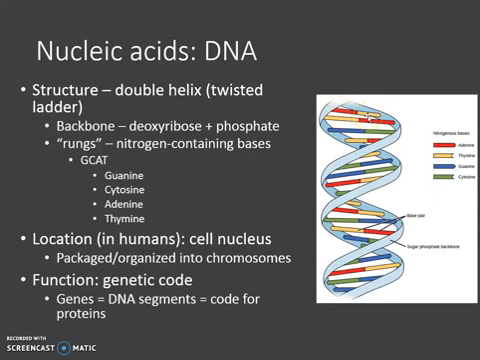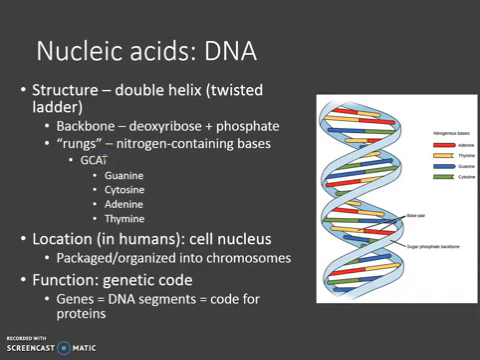Now the rungs of the ladder, so the parts that stick in the middle here, these are the nitrogen-containing bases. And in DNA, we can find guanine, cytosine, adenine, and thymine. So I remember this by using the little mnemonic GCAT. So you can find guanine, cytosine, adenine, and thymine in a molecule of DNA.